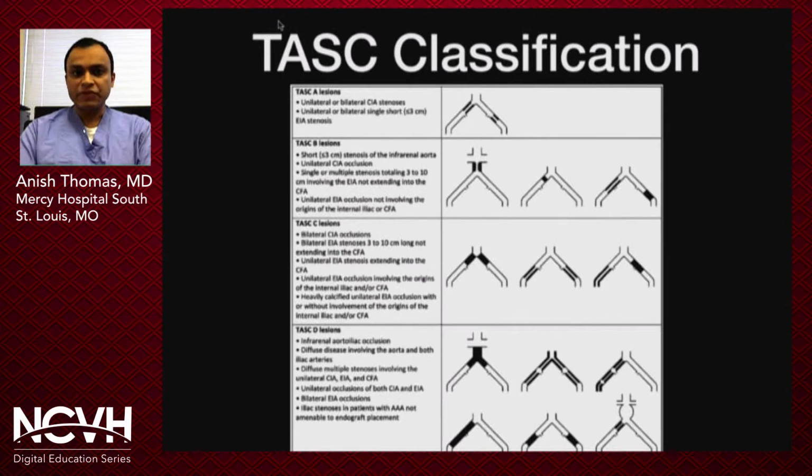This was the TASC classification. And when you talk about aorta-iliac disease, traditionally, it was always said that class A and B lesions are ideally suited for endovascular intervention, however, not so for class C and D lesions. This, of course, has changed in recent times, and we'll go over this.